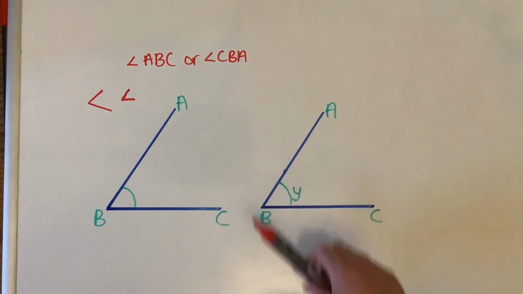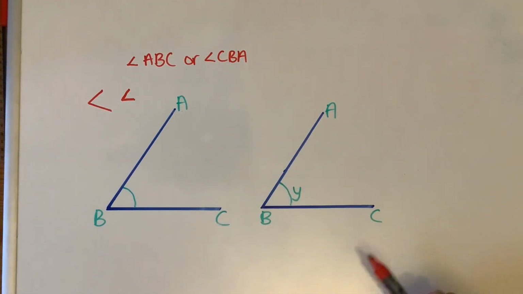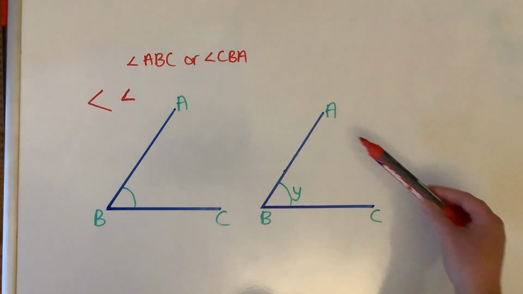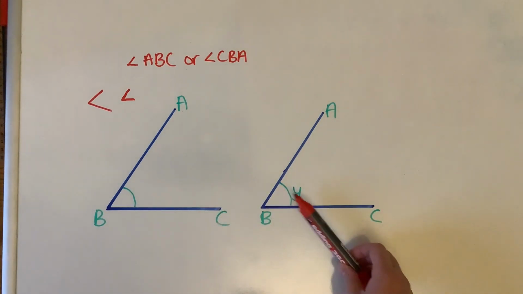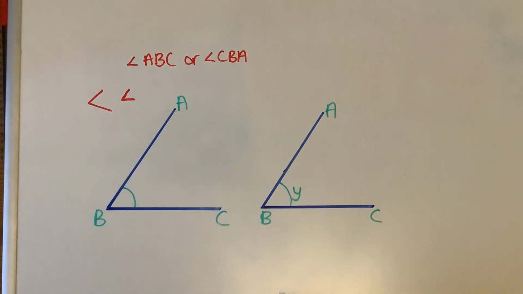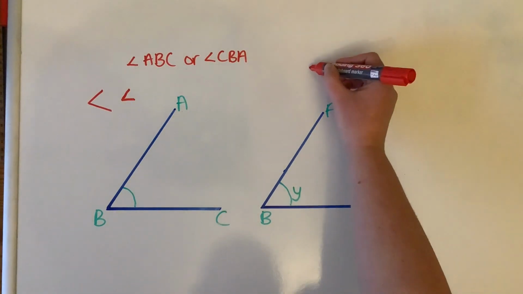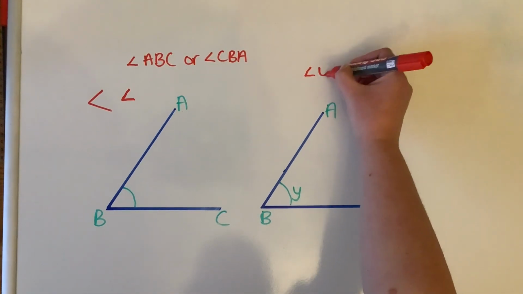If you look at my second angle, sometimes the angles would already have been named. So although my lines, I've got ABC, similar to this one here, my angle has been named as angle Y. So I would just write that as angle Y.